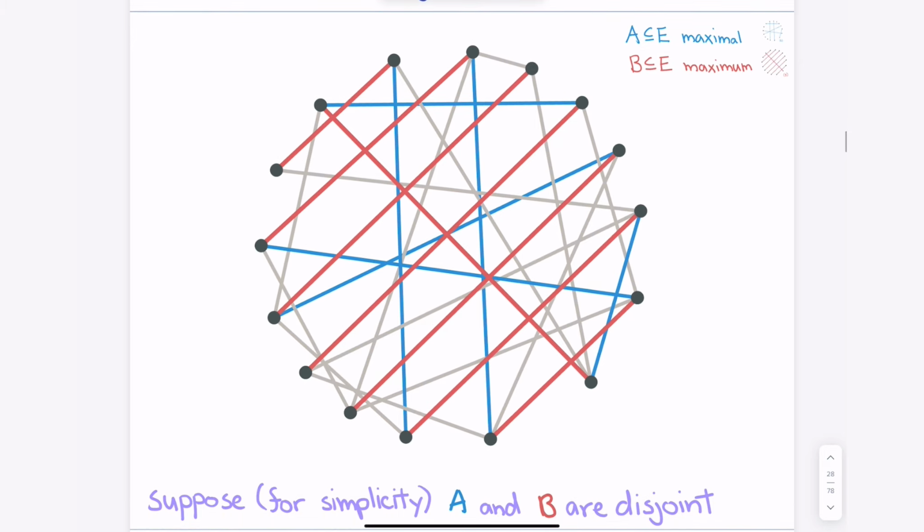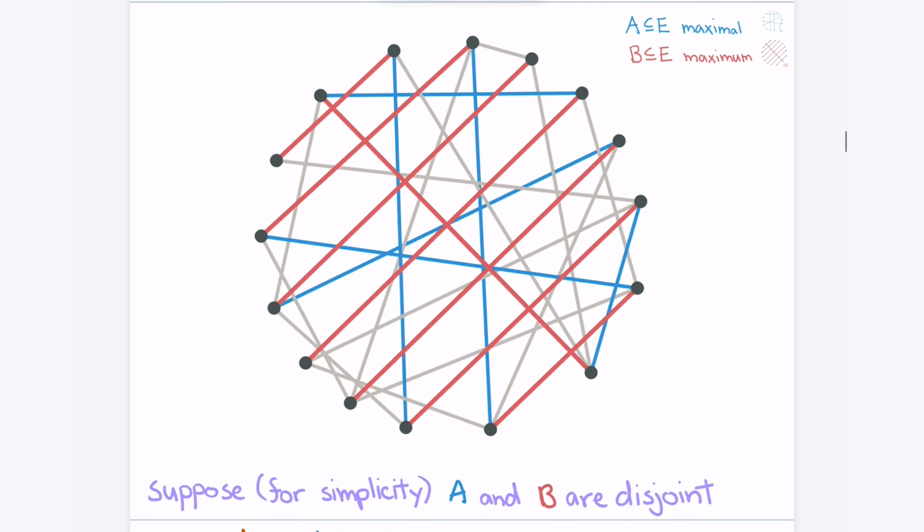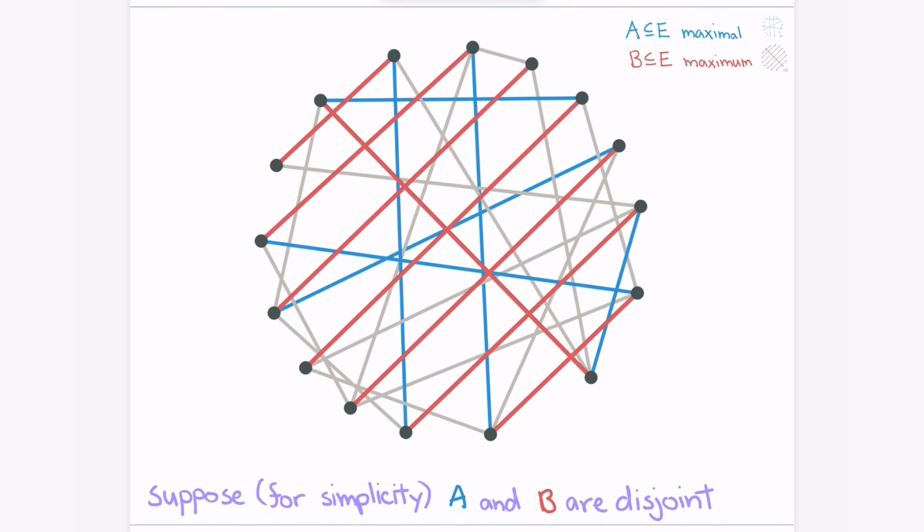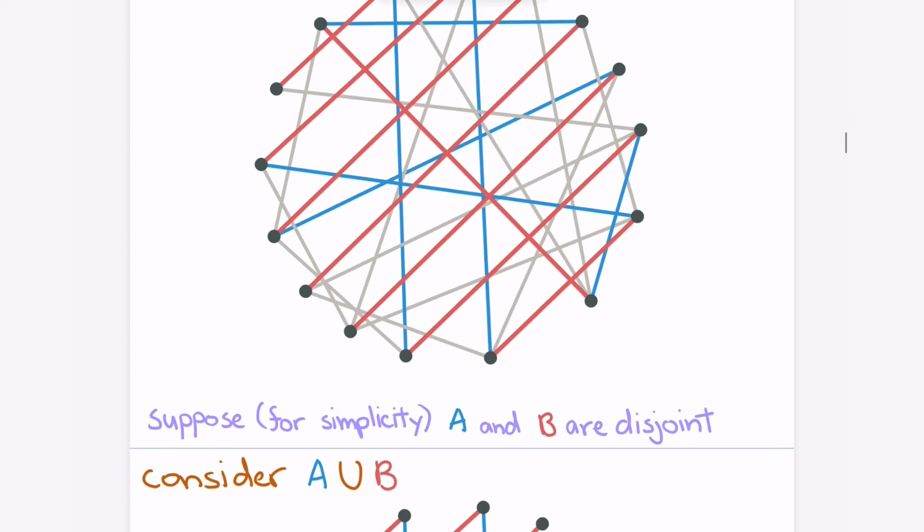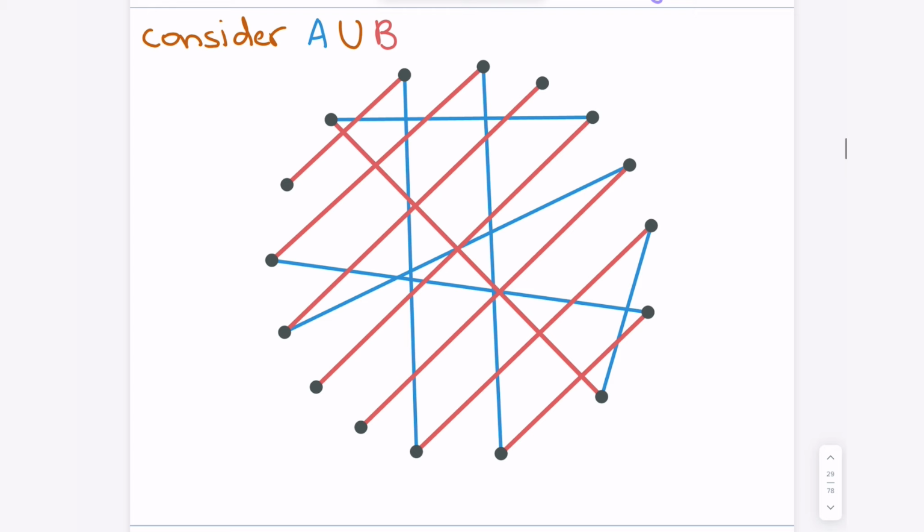So let's suppose for simplicity that my maximal and maximum matchings are disjoint. I just have two matchings, they're disjoint. If they have edges in common, I'll just take them out. All right, so what I've done here is I've just overlaid the two matchings, and then I erased the other edges because they made my eyes hurt. Is there anything conspicuous about this graph?